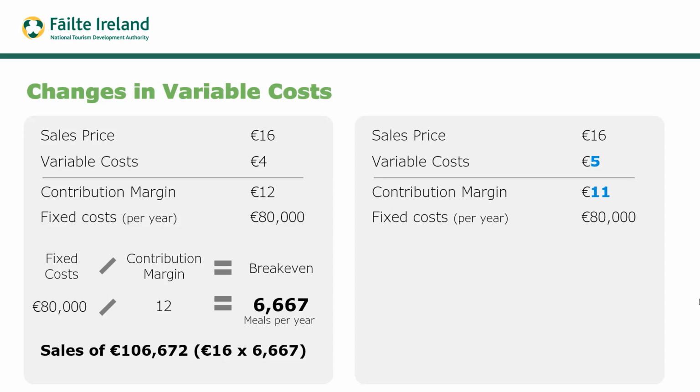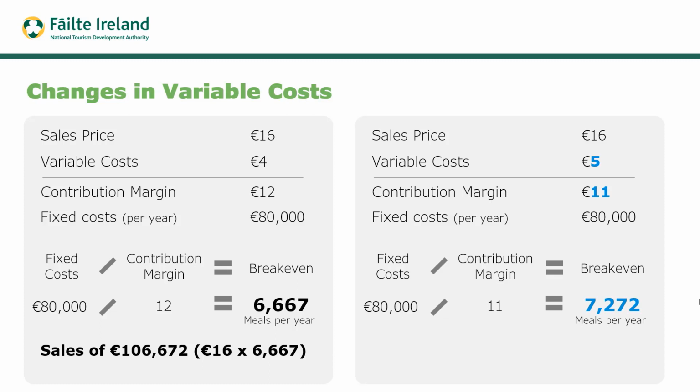So let's say in our example that our food supplier has increased prices by €1 per meal, and we decide not to pass this increase on to our customers. So our variable costs now increase to €5, and our contribution per sale is now €11 rather than 12, and our contribution margin has dropped to 68.75%. We can now see that we have to sell 7,272 meals per year to break even. That's an increase of 9% in both volumes and sales to break even. This has resulted from a €1 increase in variable costs.